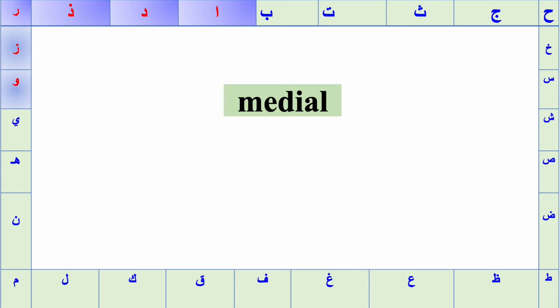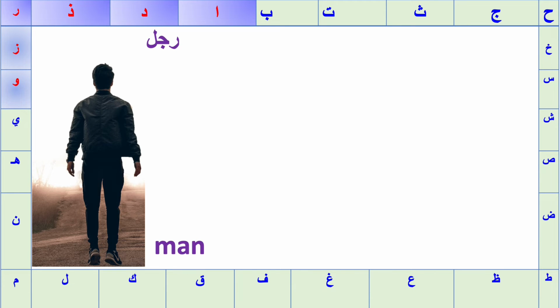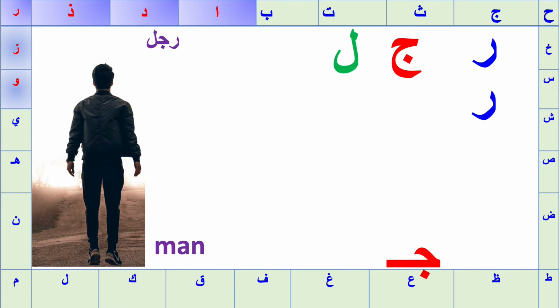Here is the shape of letter jeem in the medial position. We can have this shape and this shape. Examples will make this clearer. We have the word rajul, meaning a man, rajul. Component letters are ra, jeem, lam, rajul, rajul. Starting with a ra, then jeem, then l.